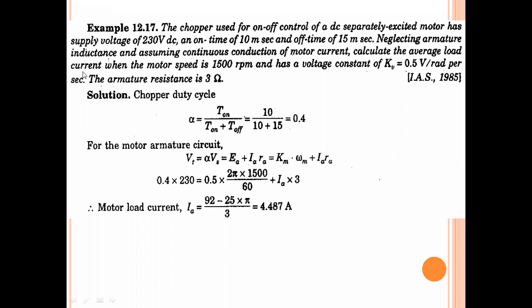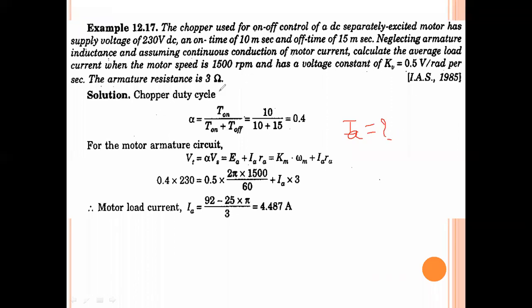Calculate the average load current when the motor speed is 1500 RPM and has a voltage constant kV equal to 0.5 volts per radian per second. The armature resistance is 3 ohms. So we need to calculate the average load current. Load current is nothing but the motor current. This is a DC separately excited motor, so we need to calculate the armature current.